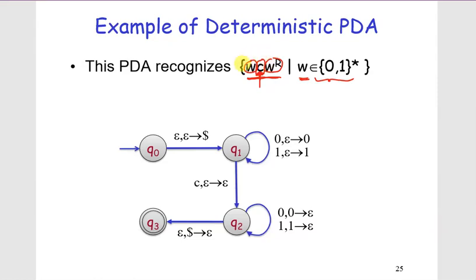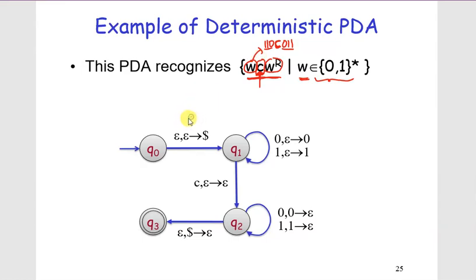For example, if W is 110, then W reverse must be 011. Between W and W reverse, there is a symbol C. So it is easy to recognize the left side and the right side, because the middle of the string is alphabet C. How do we draw a PDA diagram?